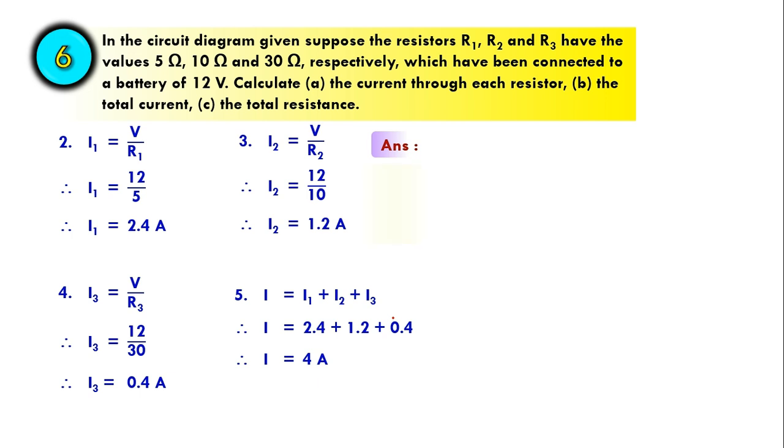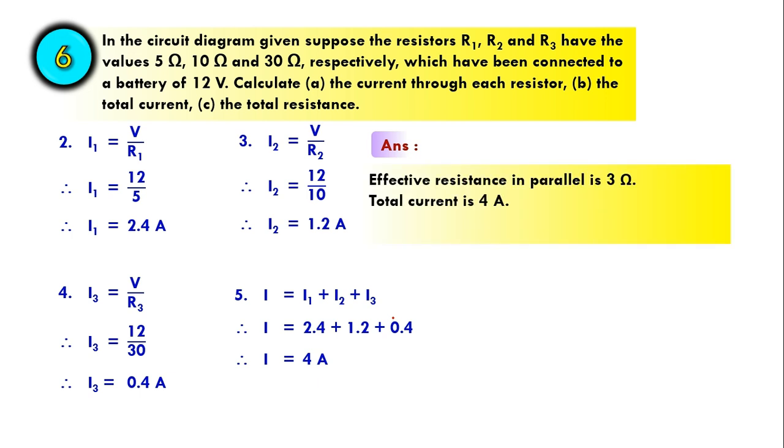Last question, the total resistance, that is effective resistance. Is that right? RP, that is 3 ohms only. Effective resistance in parallel is 3 ohms. So the final answer is total resistance is 3 ohms, total current is 4 amps, and the current in each resistor is 2.4, 1.2, and 0.4. Is it right?